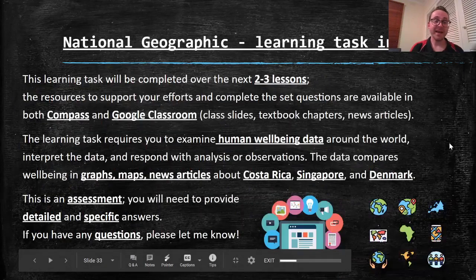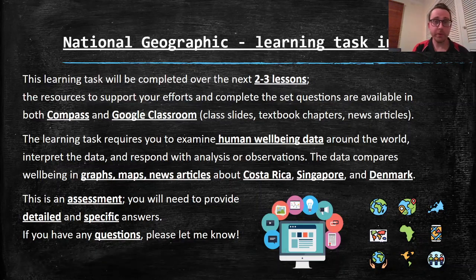So the learning task we're looking at today is the National Geographic learning task, completed over the next 2 or 3 lessons. You're going to have the full double period to work on this. If you don't complete it over the double period, that's fine. You'll still be able to complete it on Wednesday. It is due on Thursday though. So you've got 2 lessons of class time. If you don't finish it then, finish it out of class before our lesson on Thursday. You will not have our Thursday lesson to complete it.